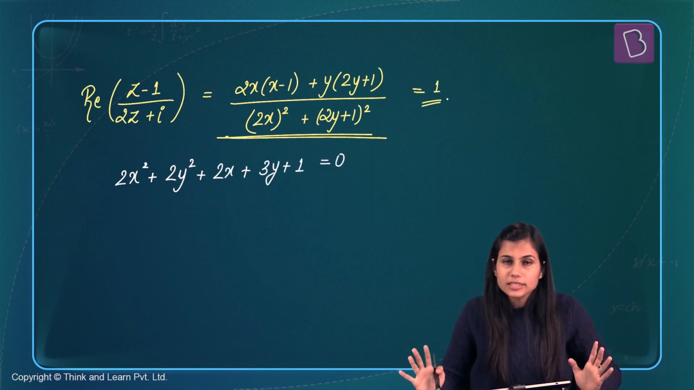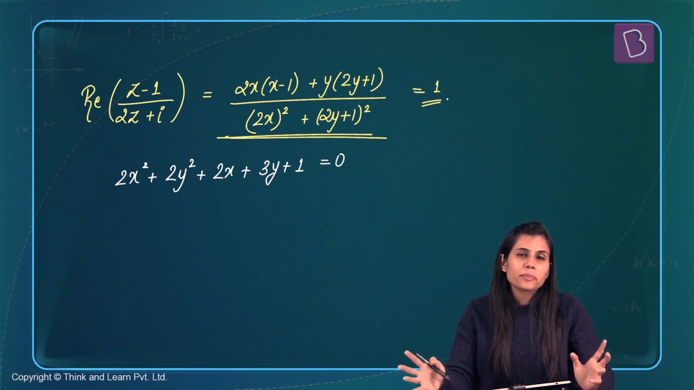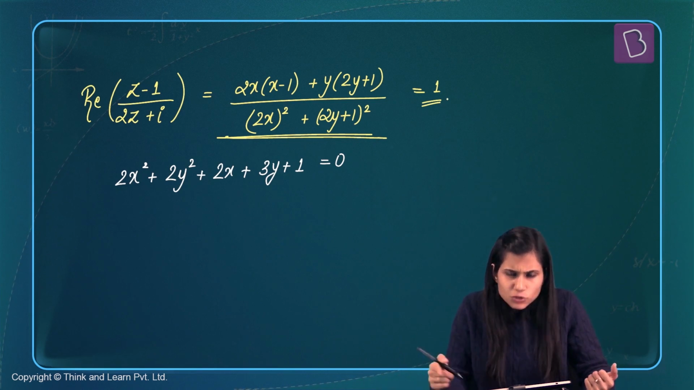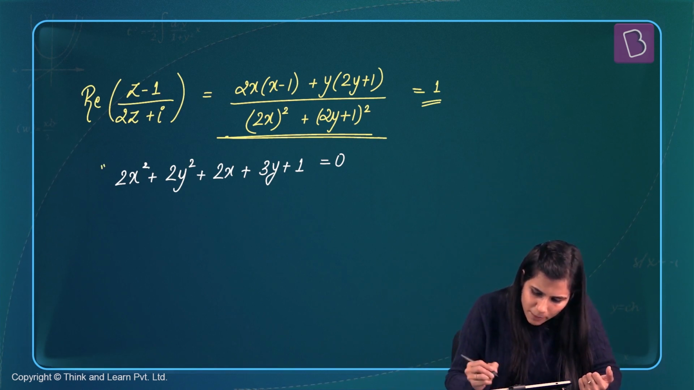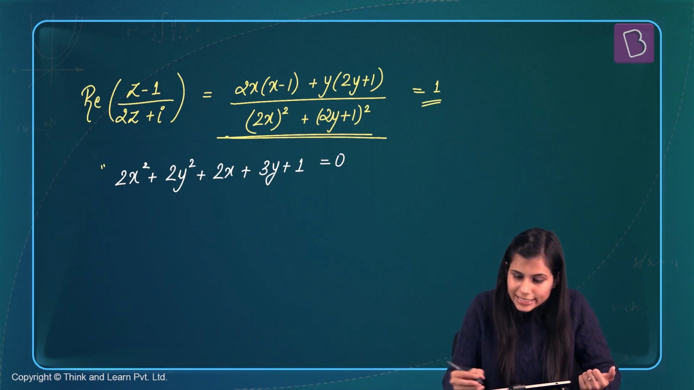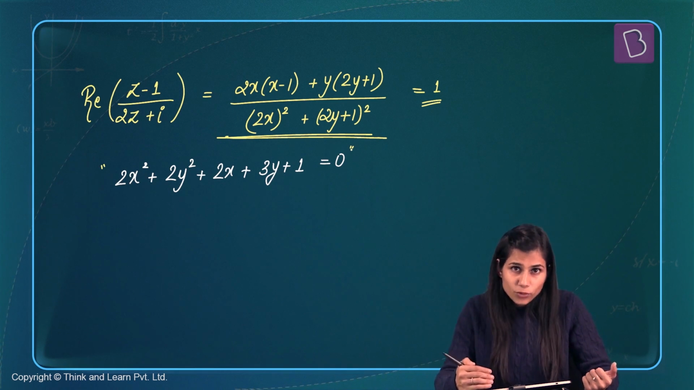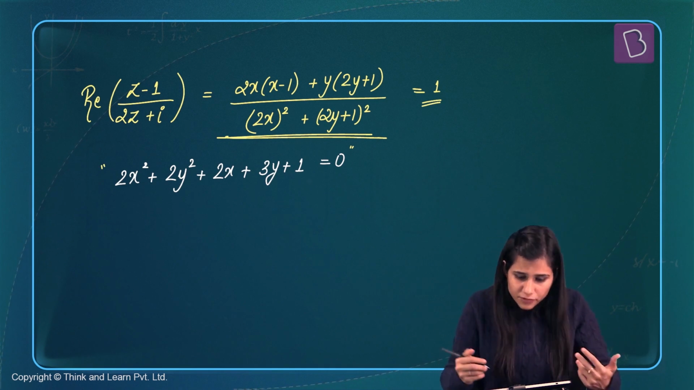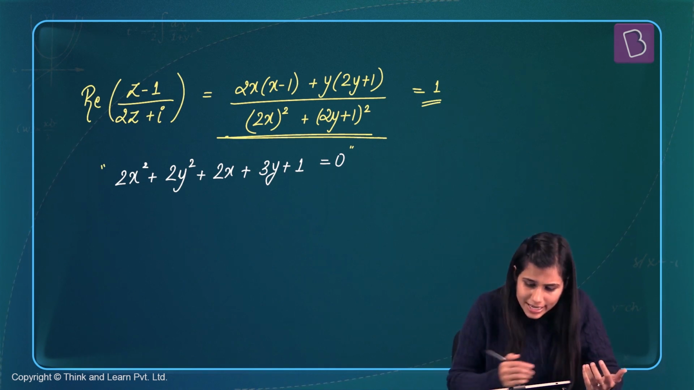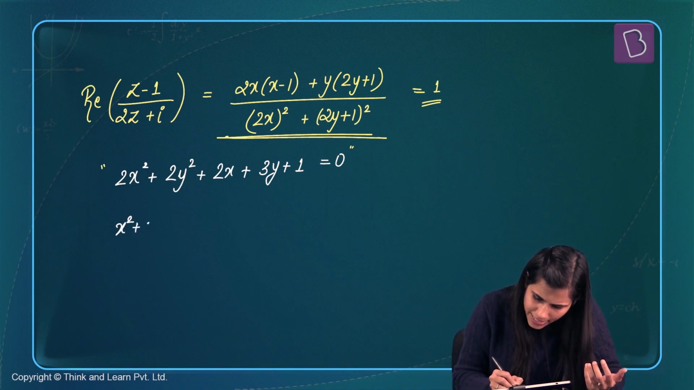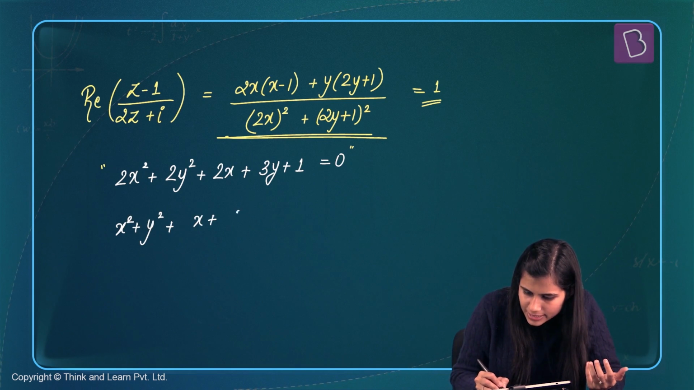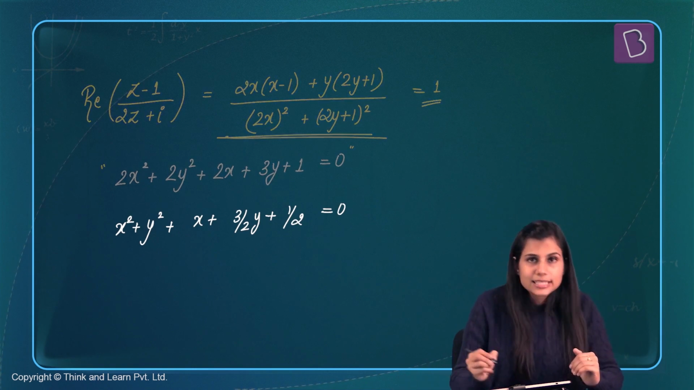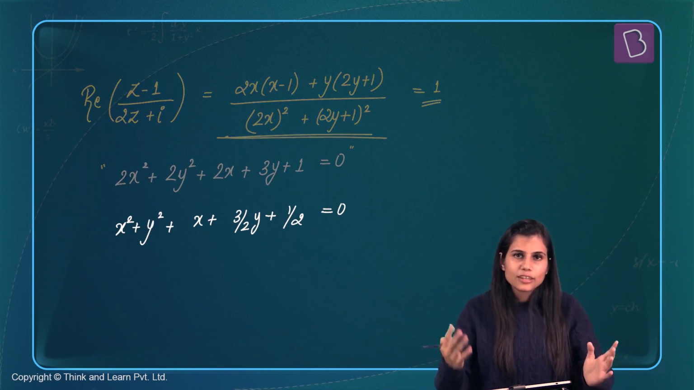We just have to solve this to the maximum possible limit and from there extract the curve of which it is the equation. So when you solve this, what you get is 2x square plus 2y square plus 2x plus 3y plus 1 equals 0. At this point of time only, you can say that yes, it's a circle's equation, but let's simplify that even further. Let's make the coefficients of x square and y square as 1, dividing throughout by 2. What do I get? x square plus y square plus x plus 3 by 2 y plus 1 by 2 equals 0. This is the equation of the circle and therefore the answer is that the locus of z is a circle.